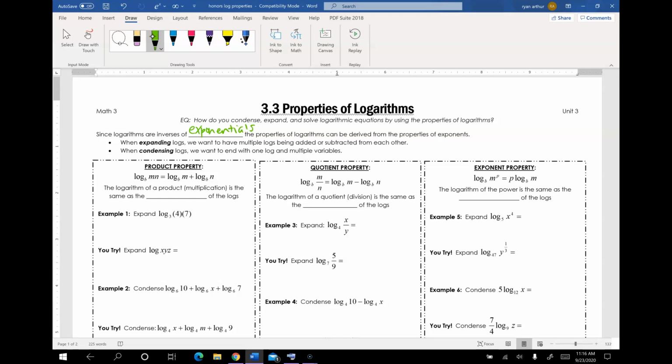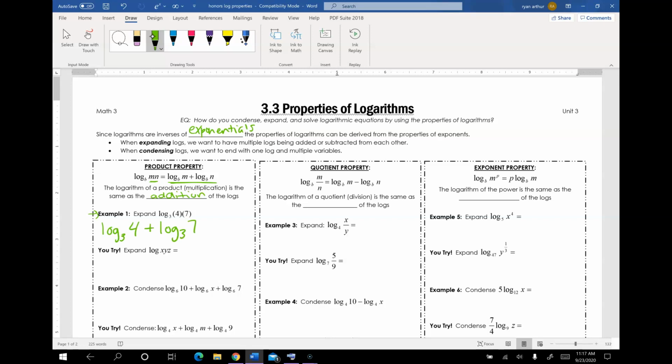Same thing here. If you are multiplying two numbers inside of log, then you can expand it by adding two separate logs, okay? So the logarithm of a product, which is multiplication, is the same as the addition of the logs, okay? So if you look at example 1, I want to expand these two logs. Well, since the two numbers on the inside are being multiplied, I can expand it to two logs, saying log base 3 of 4 plus log base 3 of 7.